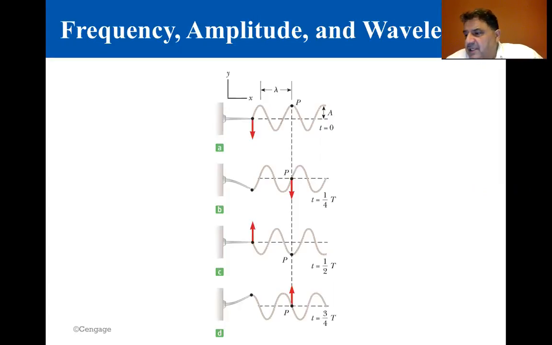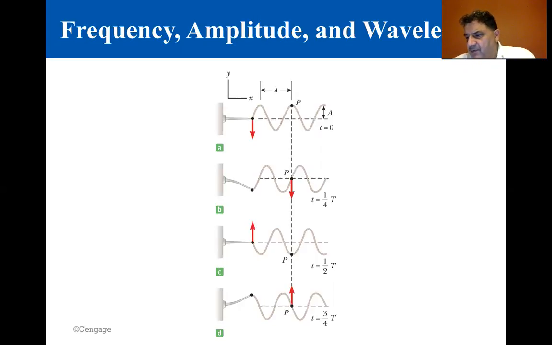The horizontal dashed line represents the position of the string when no wave is present. The maximum distance the string moves above or below this equilibrium value is called the amplitude A of the wave. For the waves we will work with, the amplitude at the crest and the trough will be identical.